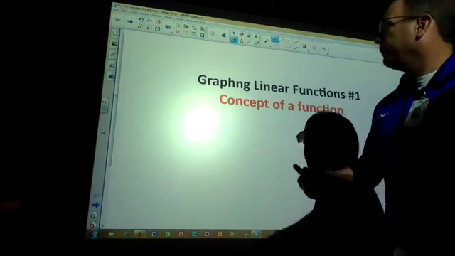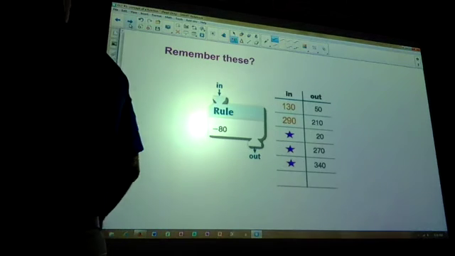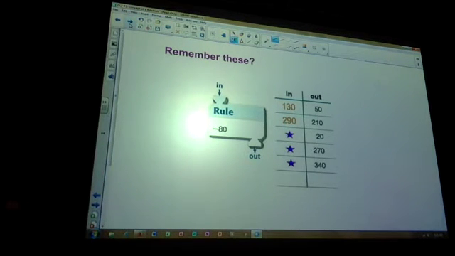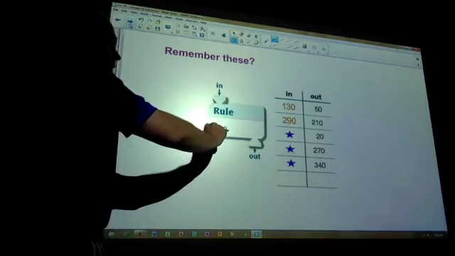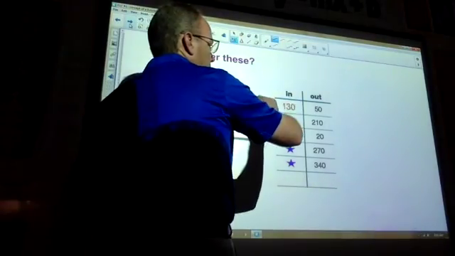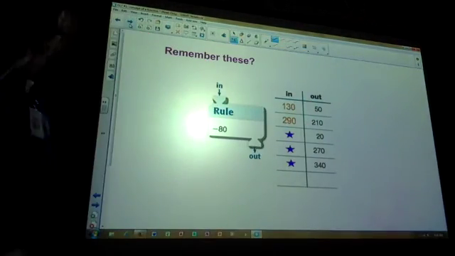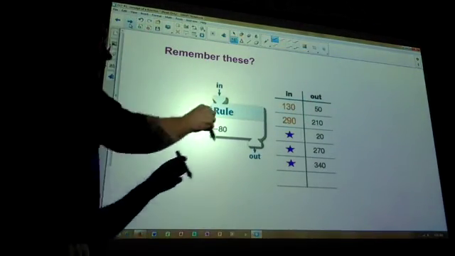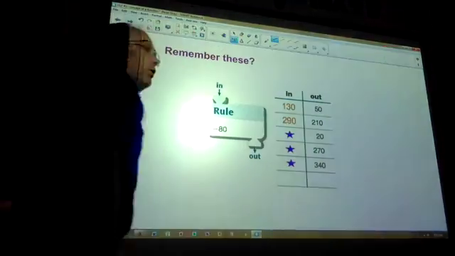Okay, so the concept of a function. We're going to be doing input and output. If we have a rule that's minus 80, and I put 130 in, I subtract 80 from it, I get 50. Is that okay? If I put 290 in, I subtract 80 from it and get 210.